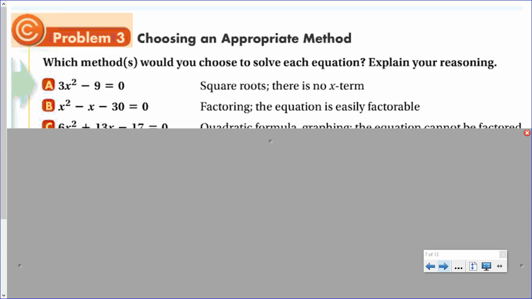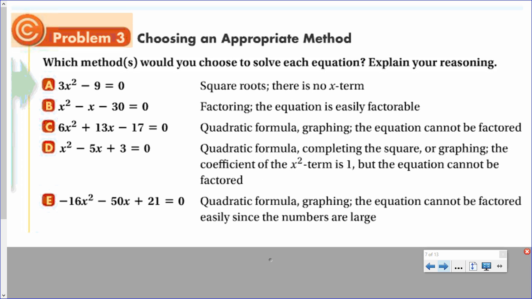And just to kind of touch on this, just a touch. On letter A, you'd add 9 to both sides, divide by 3, and then take the square root of both sides. Letter B, you would use the AC method. Number 6, you'd use the quadratic formula because you have such a big A and C number. Letter D, you could use the quadratic formula. You could try to use the AC method, but it doesn't appear like that one's going to work. So you would be forced to use the quadratic formula. And letter E, the numbers are so big, you would use the quadratic formula.